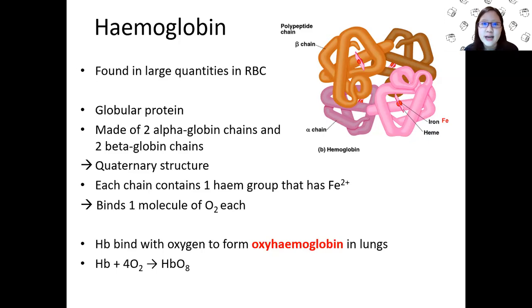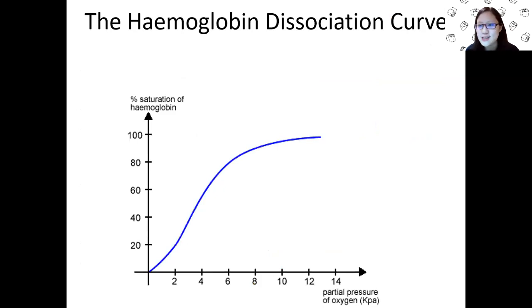Before we go into that, let's talk about something called the hemoglobin dissociation curve. The hemoglobin dissociation curve is on a graph that is the percentage saturation of hemoglobin against partial pressure of oxygen. What do these two terms mean? Percentage saturation of hemoglobin is actually how much oxygen is bound to that hemoglobin. If the hemoglobin is fully bound with oxygen, then it's 100% saturated.